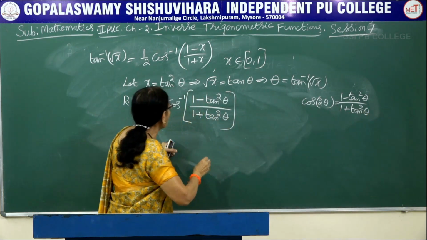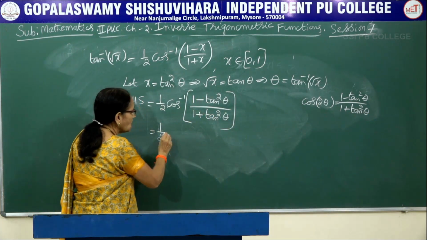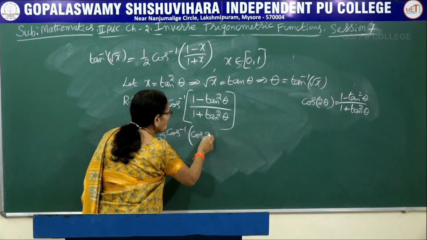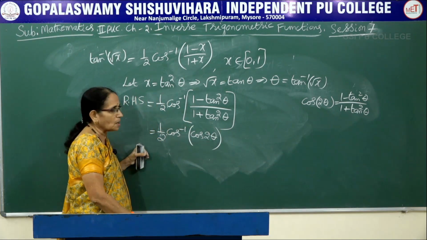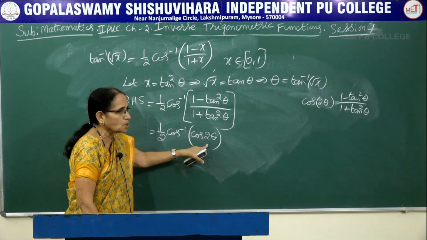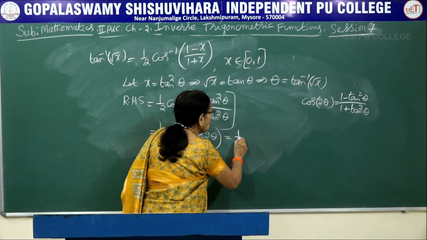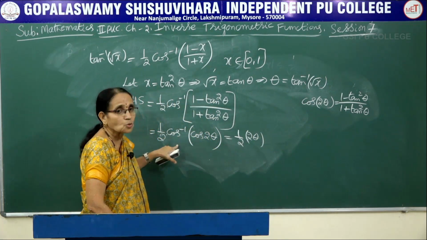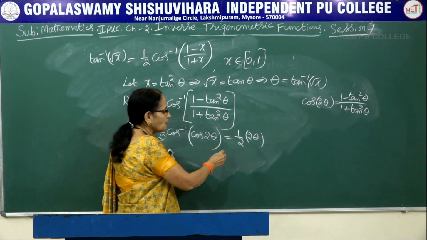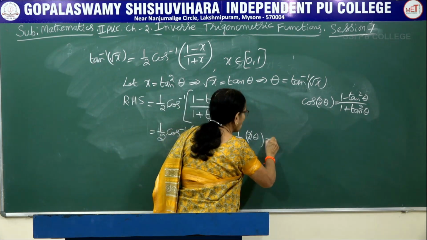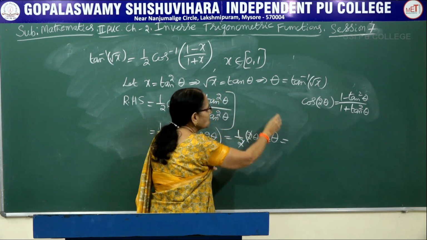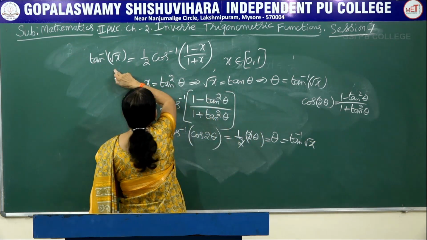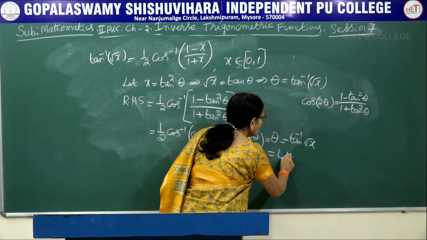Now I am using that property. How do you write this? It is half of cos inverse, where the function inside the bracket can be replaced by cos of 2 theta. So cos inverse of cos 2 theta, how could you write that? It is half of 2 theta, because it is a trigonometric function and I am operating its own inverse. The 2 and half get cancelled, it is theta. But what is theta? Theta is nothing but tan inverse of root x. And what is tan inverse of root x? It is nothing but the left hand side.